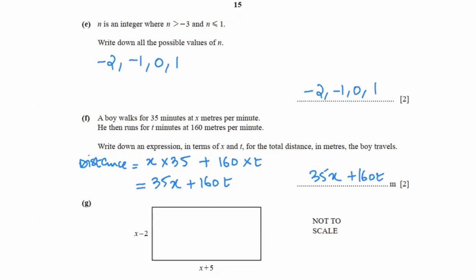Remember, check your units. Check if the units are the same for both the running and the walking part. If they're not, you have to make the units the same first, and then you start with creating the expression.